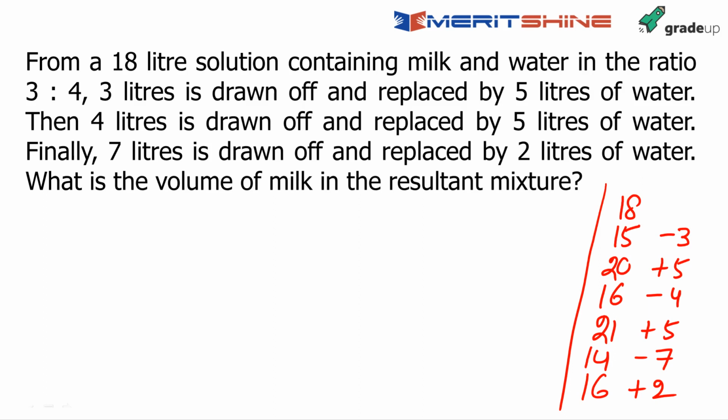I hope all of you have spent enough time on it. Let's do this now. Let me just check the numbers quickly. So you understand what this 18 here is. We start with this 18 liter solution that has milk and water in the ratio 3:4. This is continuous replacement with water.